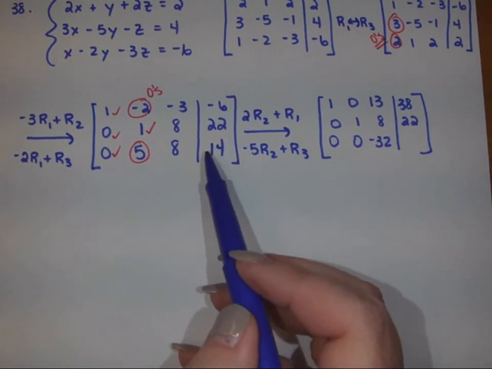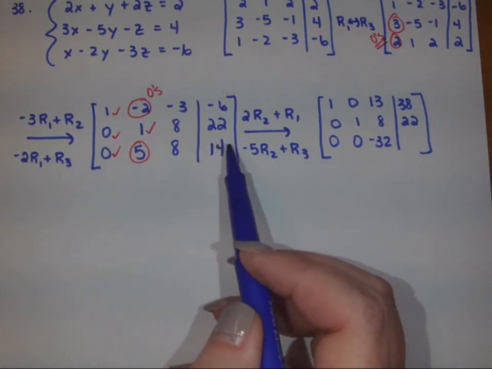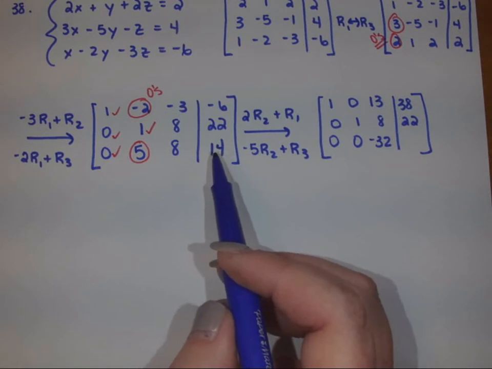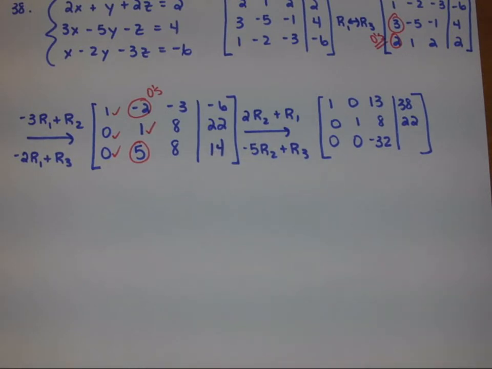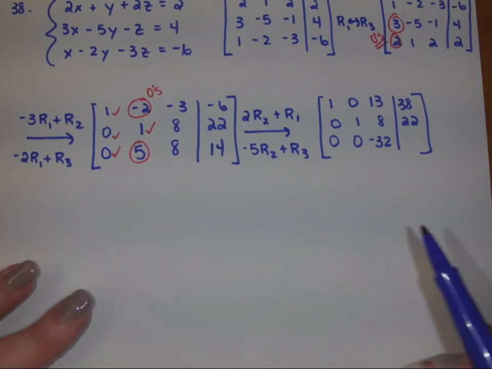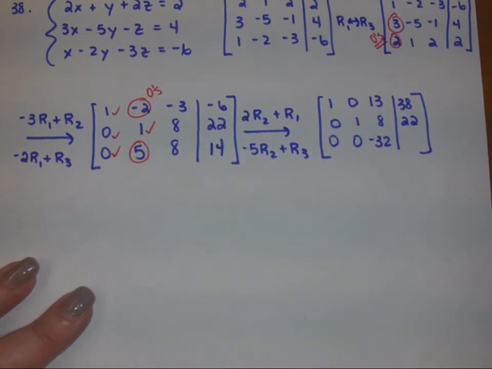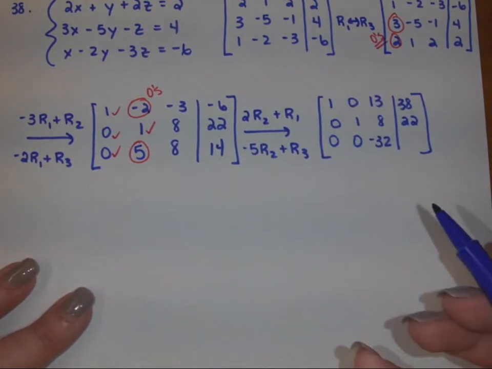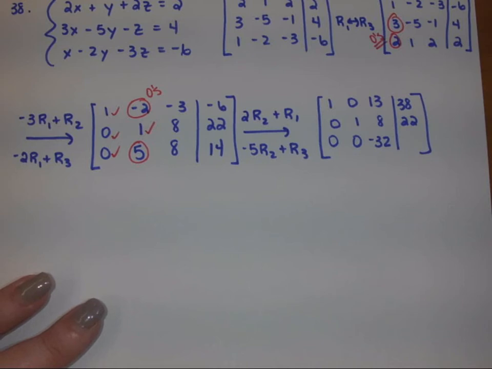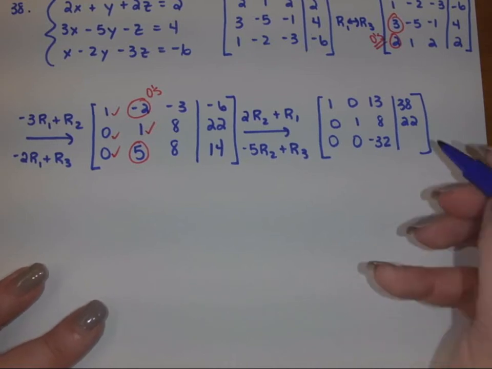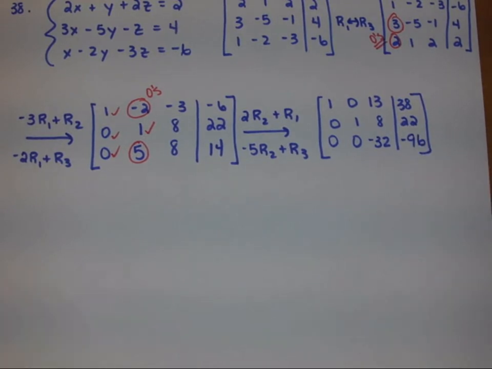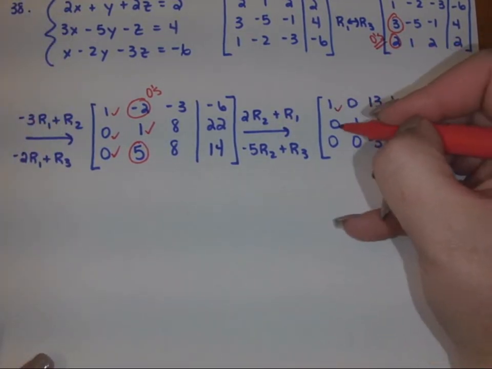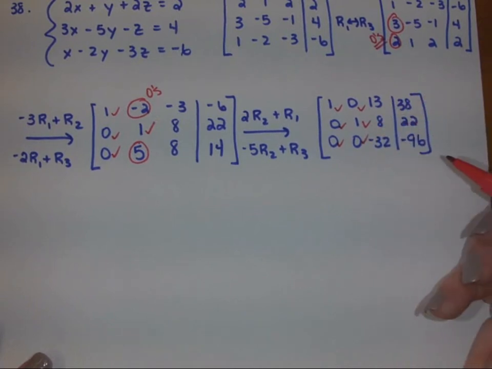And then lastly, 22 times negative 5 would be negative 110. It doesn't hurt to kind of check yourself, but yeah, it's negative 110. So it's going to be negative 110 plus 14. Sorry, my calculator's being janky. Negative 96. Okay, so I'm really almost there because this column's good, and so is the second.